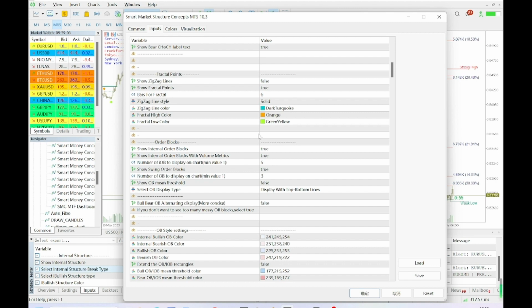Fractal point is a program that uses algorithms to find the high and low point of price fluctuations for a given period, and then marks them with a dot. Usually, there are limit orders and stop loss orders near the previous high and low point, which are also known as liquidity and are the focus of many traders.